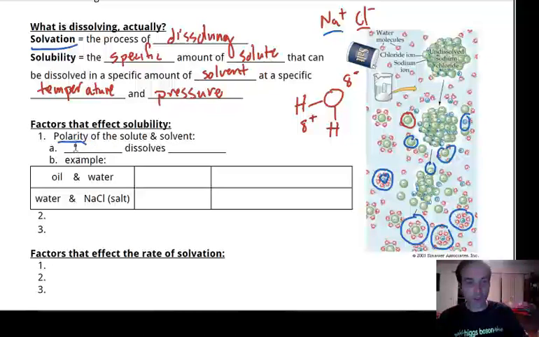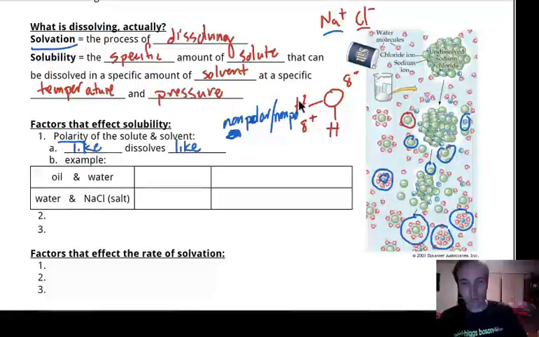So the rule of thumb is like dissolves like. So what that means is oil, or actually we would say non-polar, mixes with non-polar, and we would say that polar mixes with polar. But if you try to do the opposite, if you try to mix non-polar with polar, it's not going to work. It won't mix.